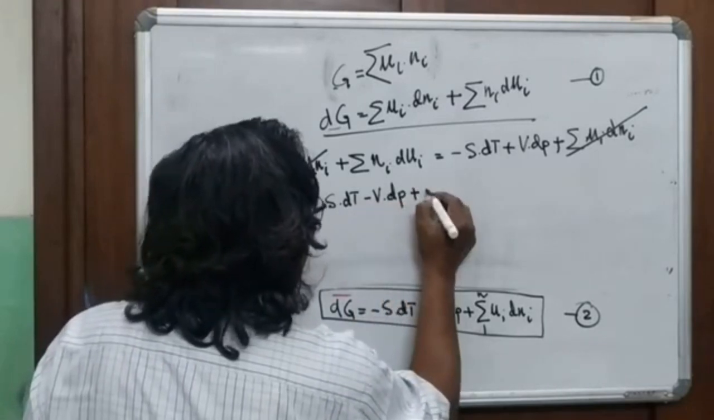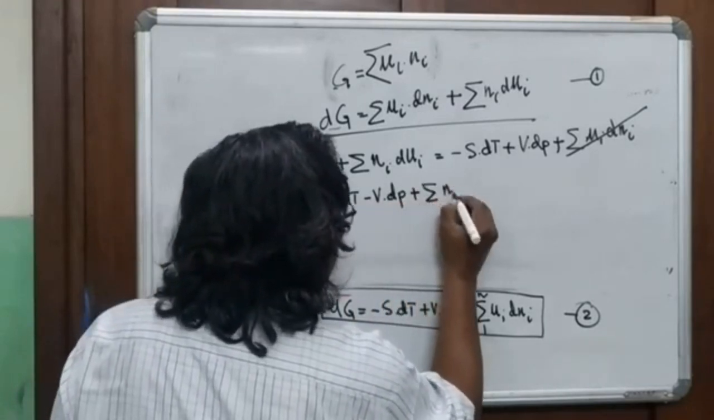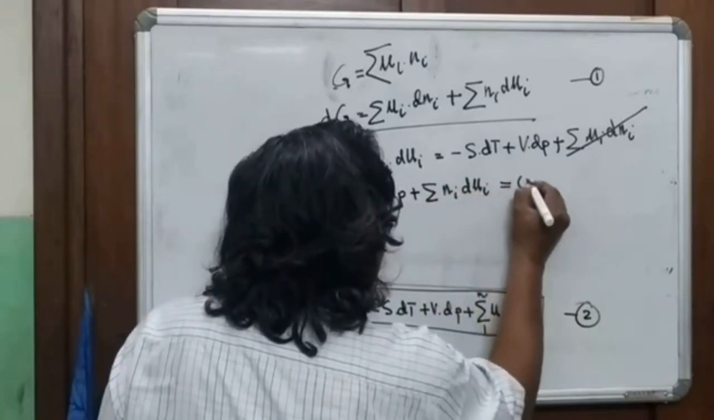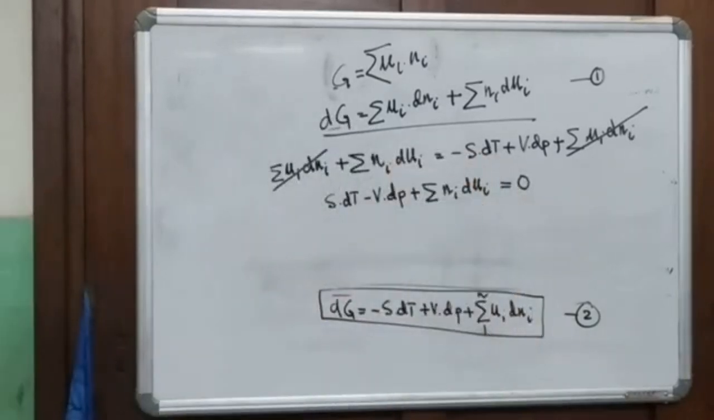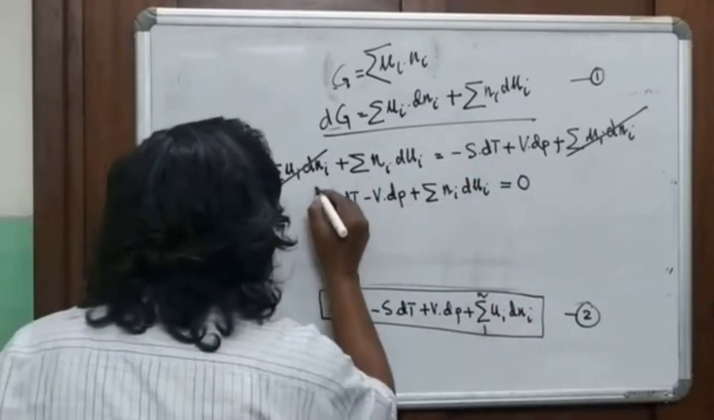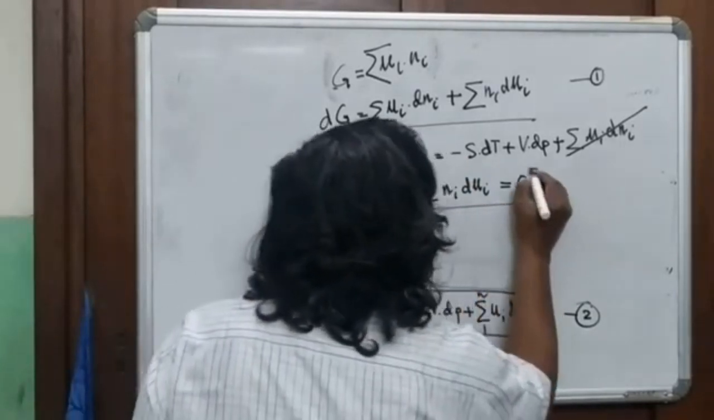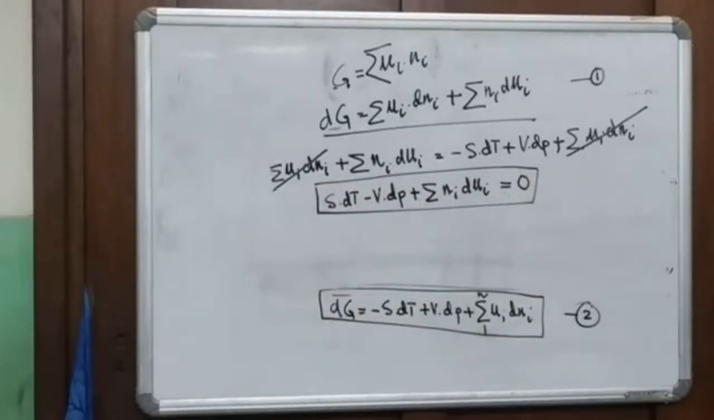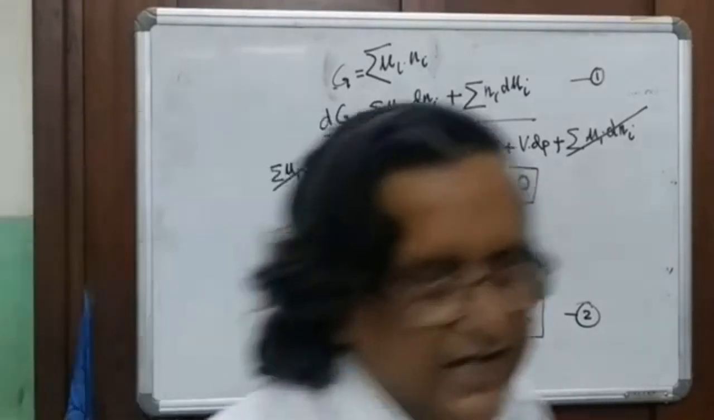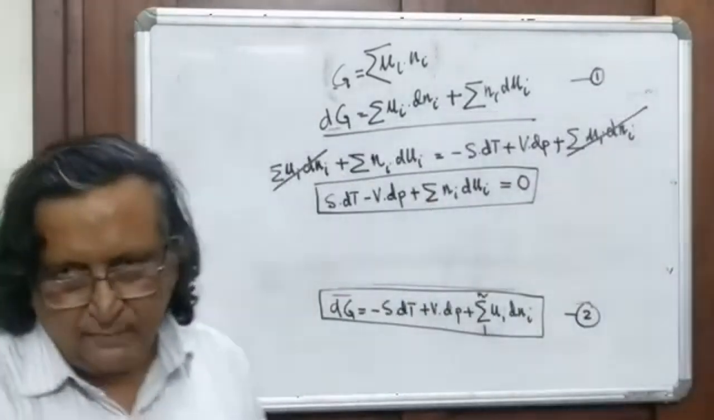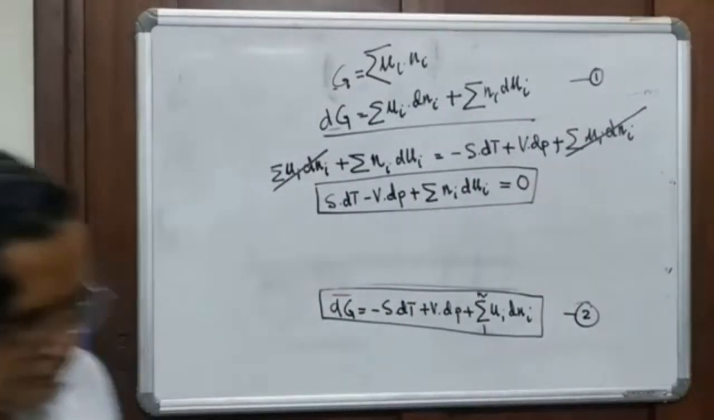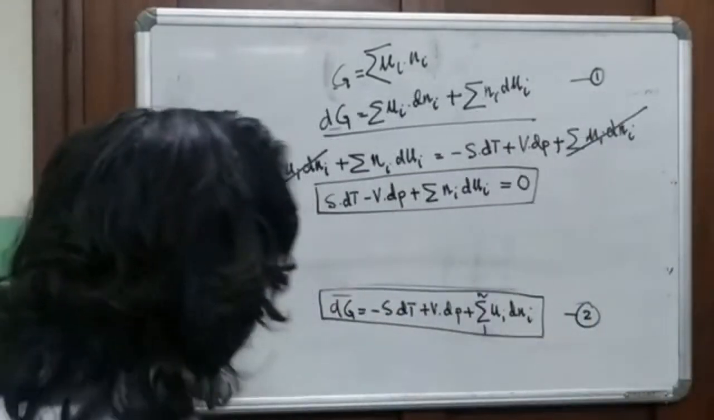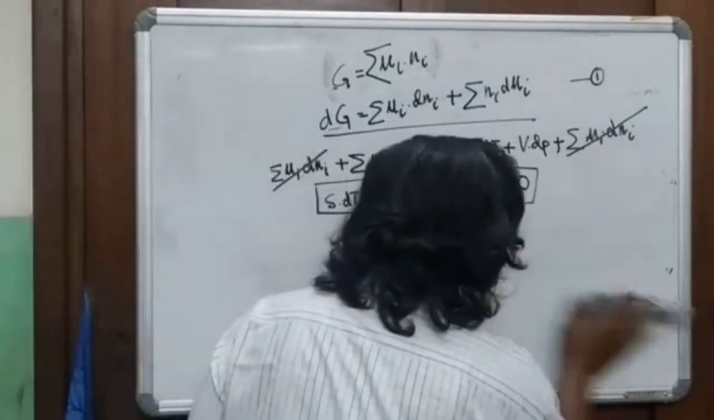VdP plus sigma Ni d mu I is equal to 0. This is a fabulous equation. It's the beginning of chemical thermodynamics. It looks simple. It is not. It's a big philosophical equation.